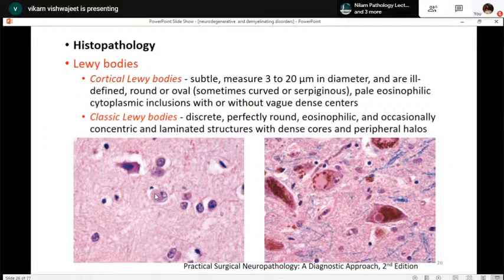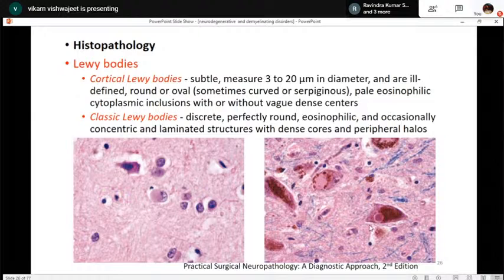So the first picture on the left side of this slide shows the cortical Lewy body, and the right picture shows the classical Lewy body. Cortical Lewy bodies are subtle, difficult to identify, and measure 3 to 20 microns in diameter. They are ill-defined, round to oval, pale eosinophilic without any dense center. Classical Lewy bodies are discrete, perfectly round.